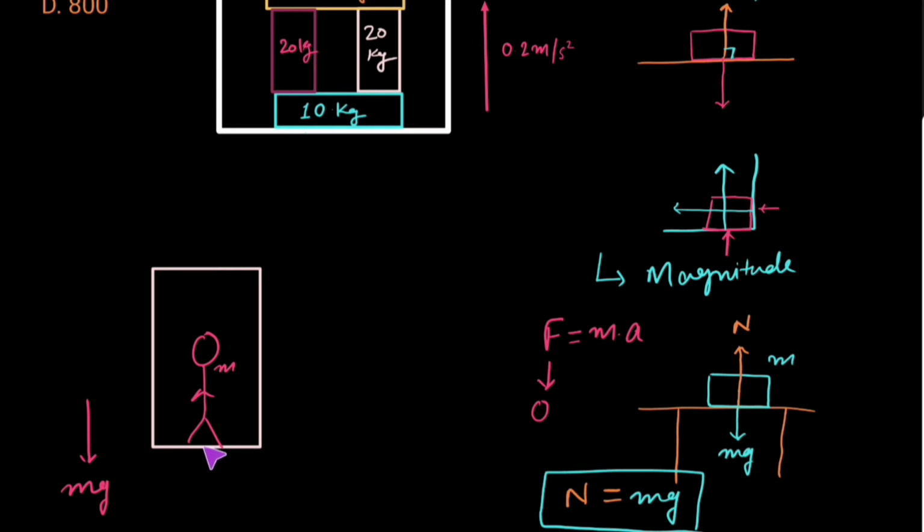So this lift will be exerting a normal reaction on the body of this boy, because the direction of reaction force is always perpendicular to the contact, so it will be in the upward direction. So let's take this as N.